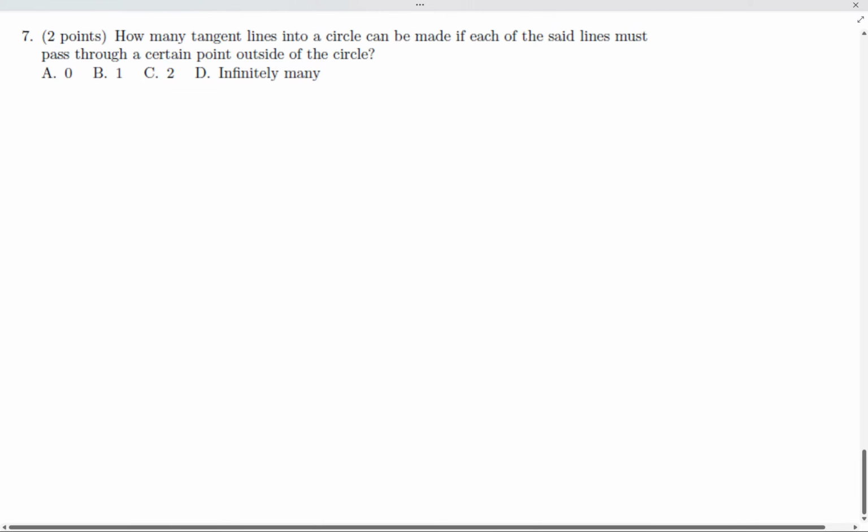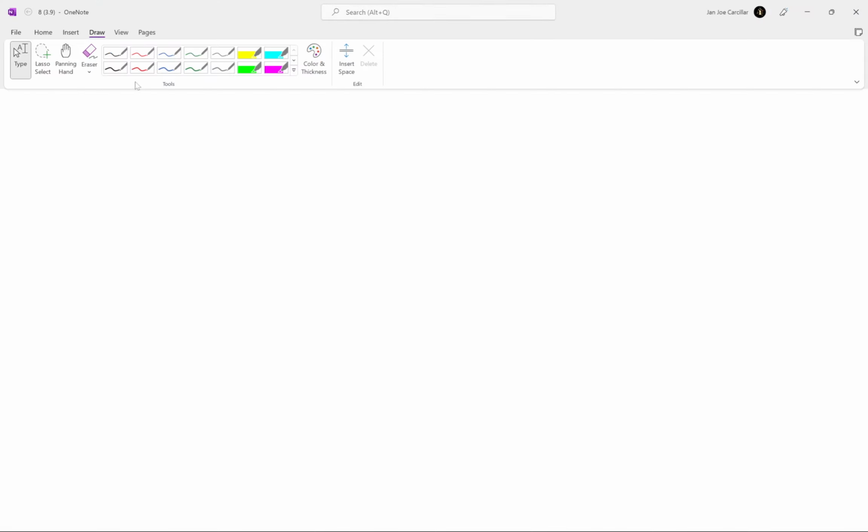Okay, for question number 7, how many tangent lines into a circle can be made if each of the said lines must pass through a certain point outside of our circle? So let's draw a circle. So I have a circle right here. Now, how many tangent lines can we make for that circle such that each tangent line must pass through a given random point outside the circle?